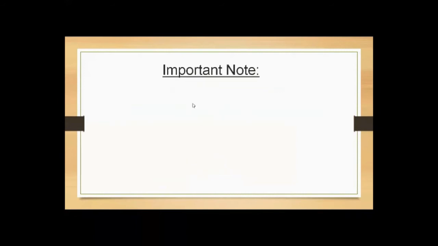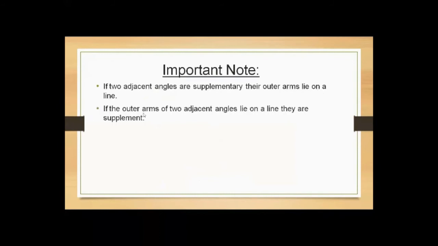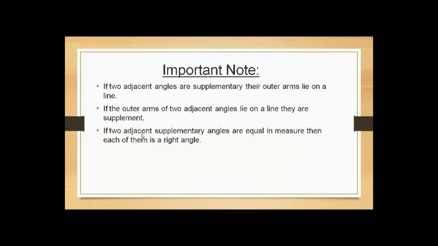Here are some important notes for supplementary angles. If two adjacent angles are supplementary, their outer arms lie on a line. If the outer arms of two adjacent angles lie on a line, they are supplementary. If two adjacent supplementary angles are equal in measure, then each of them is a right angle. Here is an example. Two adjacent angles are supplementary. Their outer arms lie on a line.